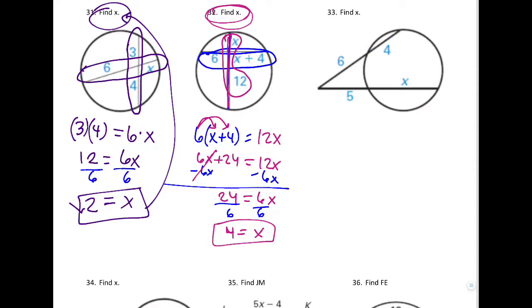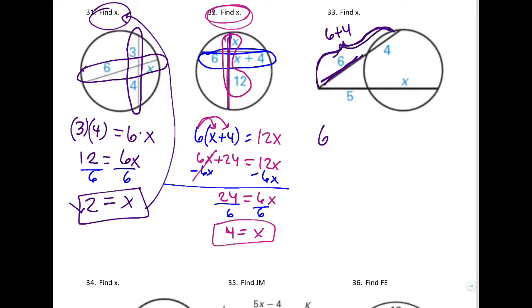So what you have to do is write an expression to represent the entire length. And then we're going to do the outside piece, which is 6, times the entire length. Well, that's just 6 plus 4. So in order to get an entire length, you're adding.